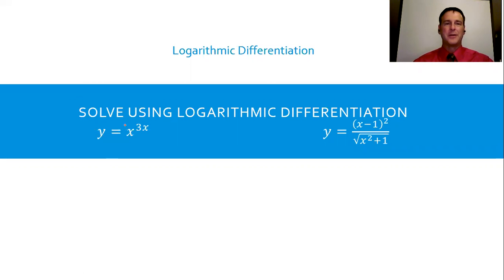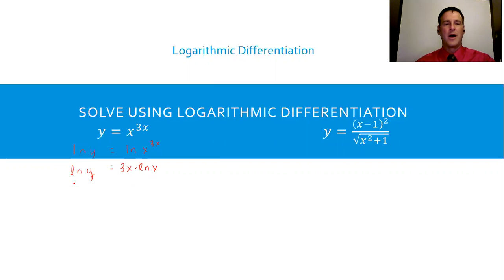Well, here's what I do. If you have the variable in both locations, I'm going to take the natural log of both sides. And from this, I'm going to use the rules of logarithms to move my 3x out to the front. Right here, this will stay the same. And then from here, I'm allowed to now take a derivative.